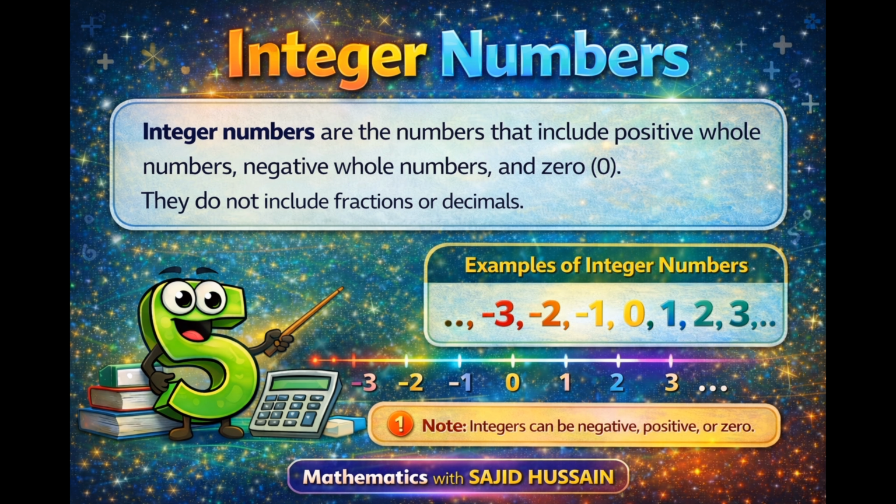Definition of integer numbers. Integer numbers are the numbers that include positive whole numbers, negative whole numbers, and 0. They do not include fractions or decimals. Examples of integer numbers: -3, -2, -1, 0, 1, 2, 3.